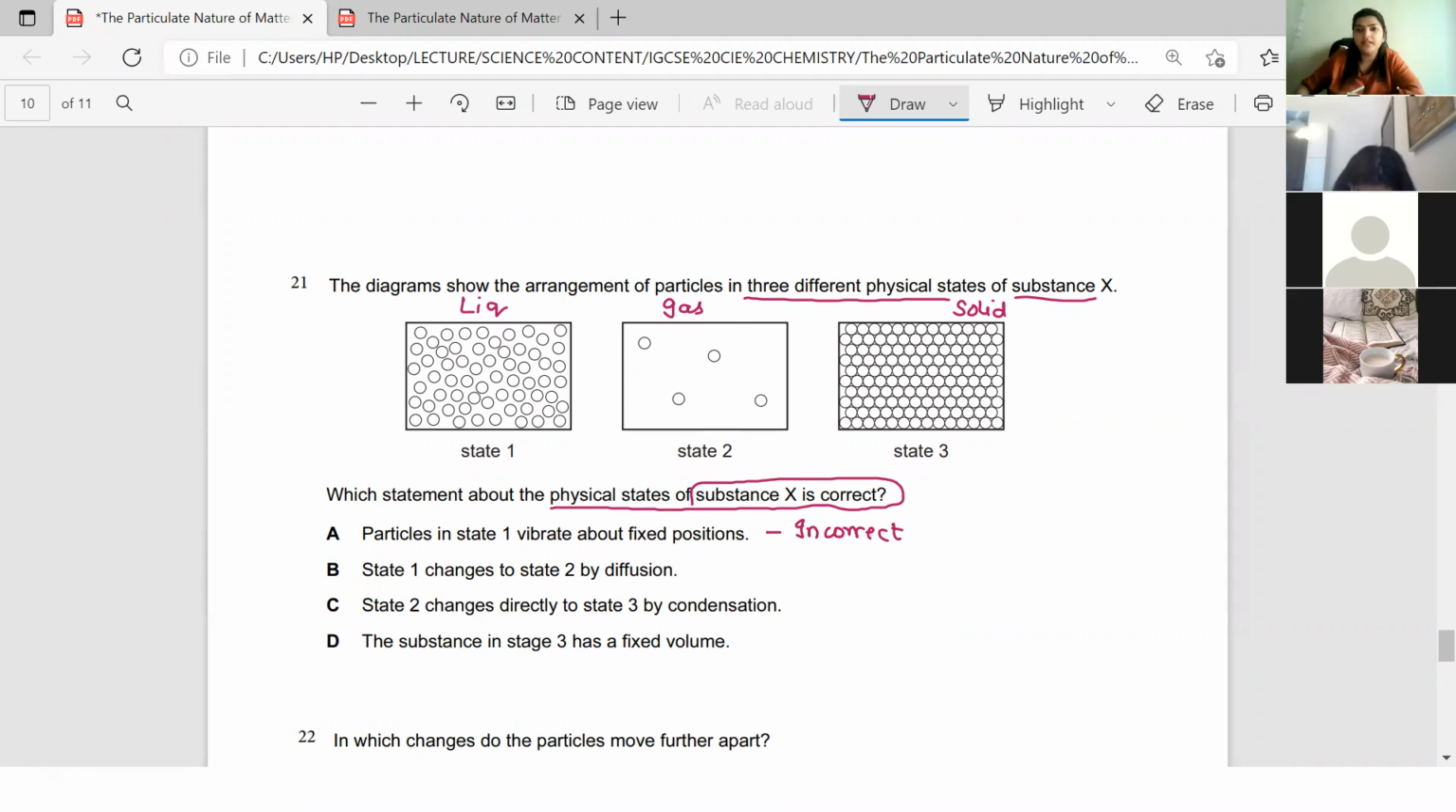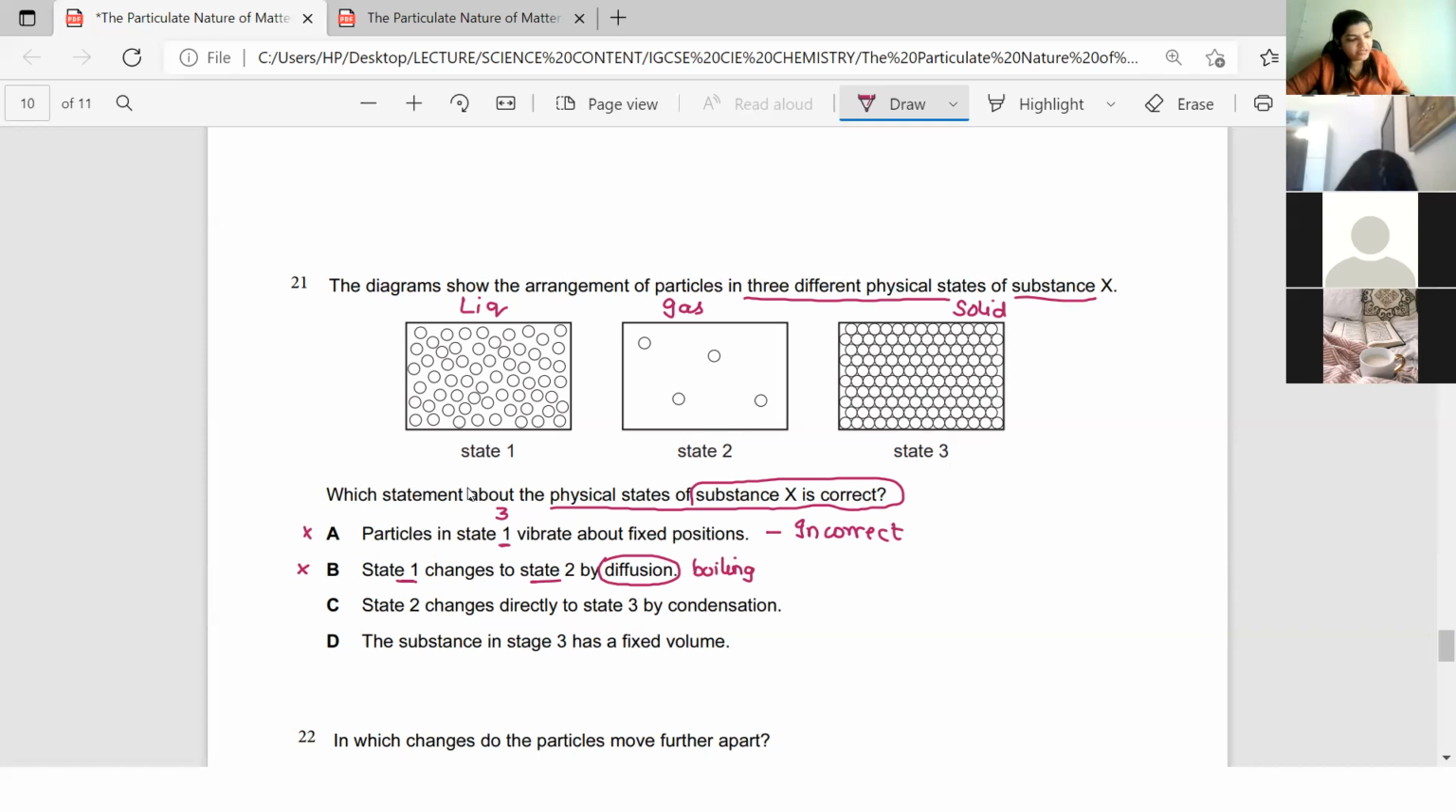What will be the correct statement? Salma, wait, you don't answer. Anybody? Okay. Yes, Arpita. Solid state 3 vibrates in fixed position. So this has to be state 3. Now, Salma, tell me, state 1 changes to state 2 by diffusion. Liquid to gas, is it by diffusion? No. So it will be by what? State 1 to state 2 will be by which process? From liquid to gas, it would be boiling. Yes, very good. Liquid to gas has to be boiling. So even this statement is incorrect.